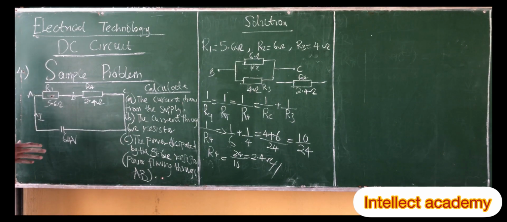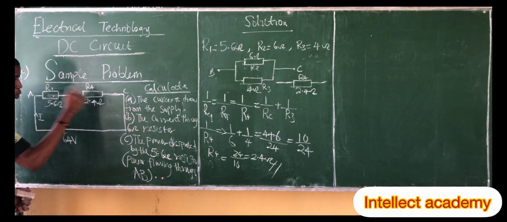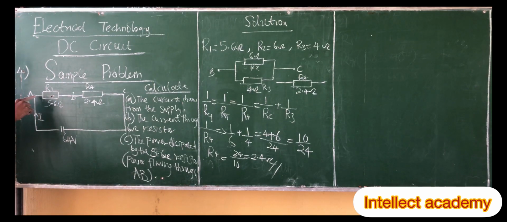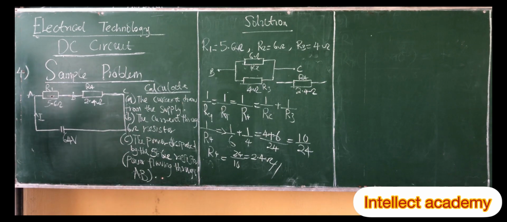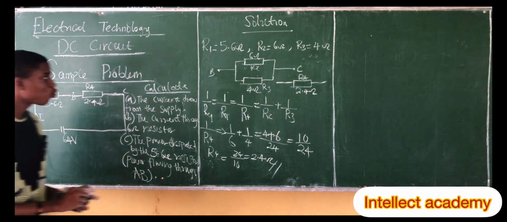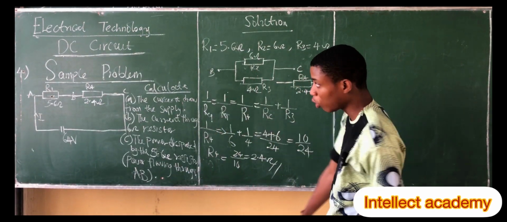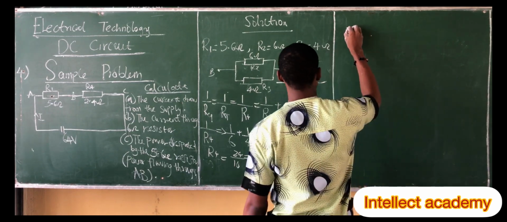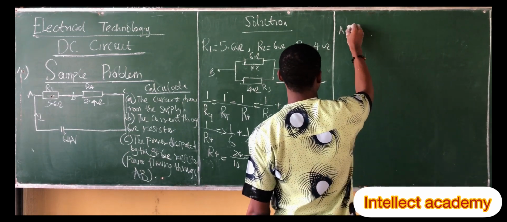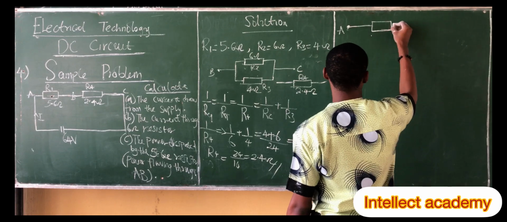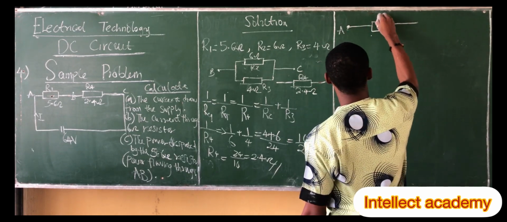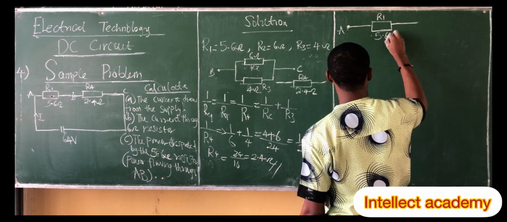Since I've gotten the equivalent resistor around this point, we need to calculate the equivalent resistor in series. In the case where you have parallel, you resolve it to one. In the case where you have series, you resolve it to one. For us to calculate this, we're going to also draw a structure. Let's call this point A. This is R1, which is 5.6 ohms.